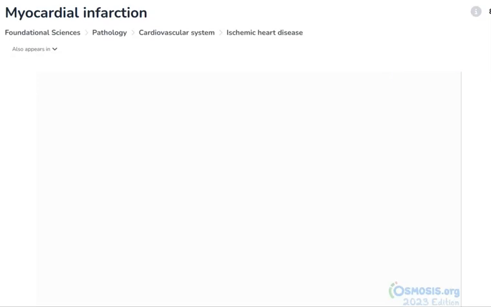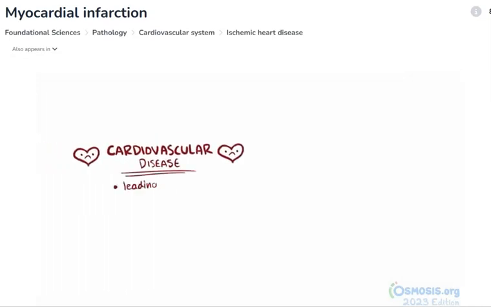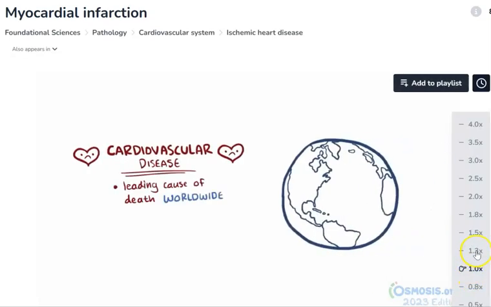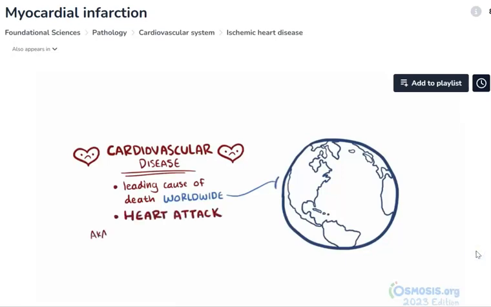According to the World Health Organization, cardiovascular disease is the leading cause of death worldwide, as well as in the US. Of those, a large proportion are caused by heart attacks, also known as acute myocardial infarctions or just myocardial infarctions, sometimes just called MIs.